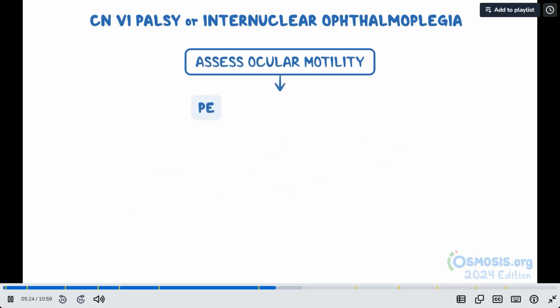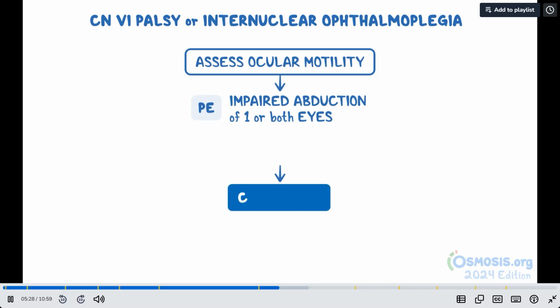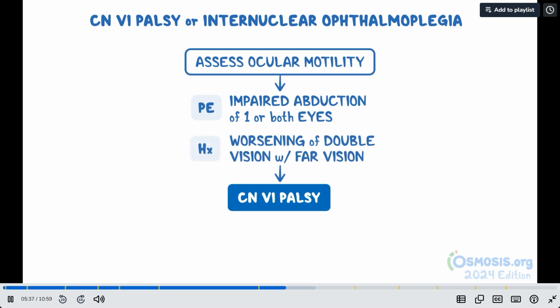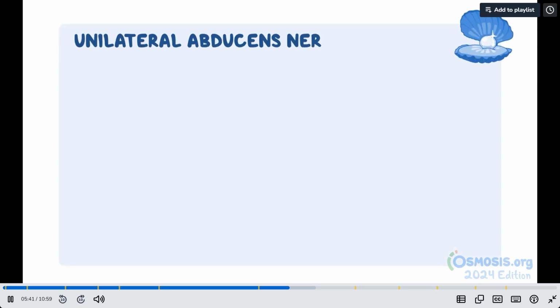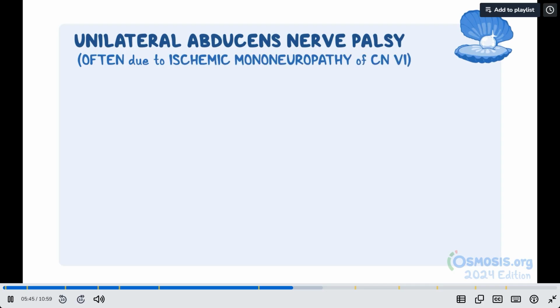So if the physical exam reveals impaired abduction of one or both eyes, think cranial nerve 6 palsy. Remember, since abduction is affected, patients might report worsening of double vision with far vision. Here's a clinical pearl. Unilateral abducens nerve palsy is often due to ischemic mononeuropathy of the cranial nerve 6.